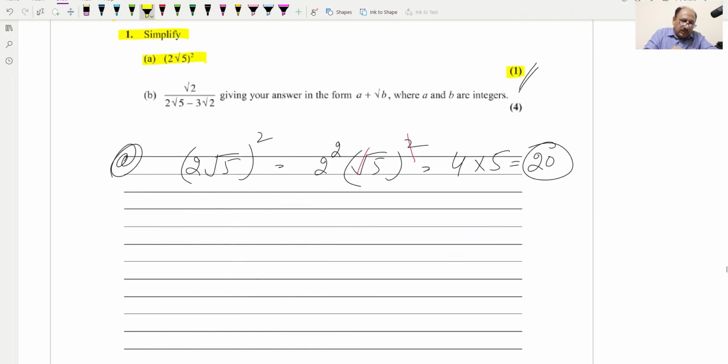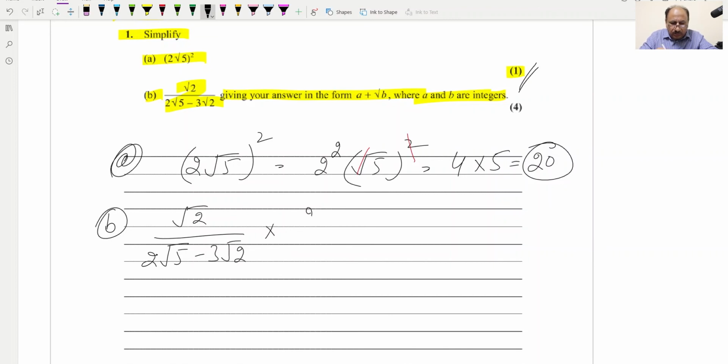And this B part is this one, giving your answer in the form a plus b root, where a and b are integers. So B part will be root 2 over 2 root 5 minus 3 root 2. We have to rationalize. To rationalize, we'll be using the opposite sign. This will be plus 3 root 2, and we will divide also by 2 root 5 plus 3 root 2.